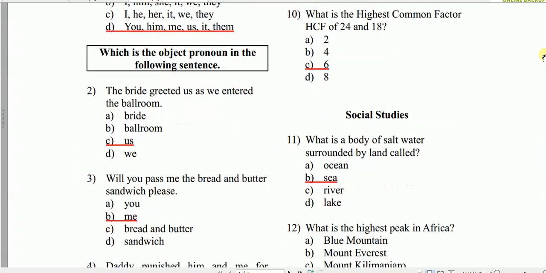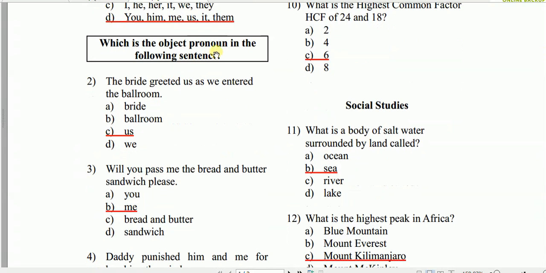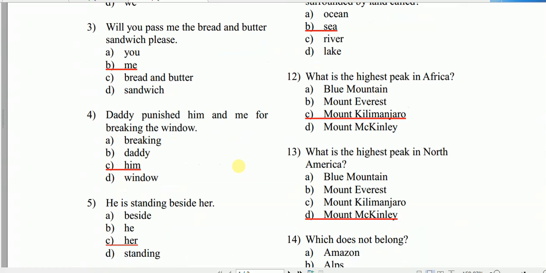Next set of instructions says, which is the object pronoun in the following sentence? The bride greeted us as we entered the ballroom. So, us is the object there because the bride is doing the greeting. We are receiving the greeting. All right? So, us. Number 3.